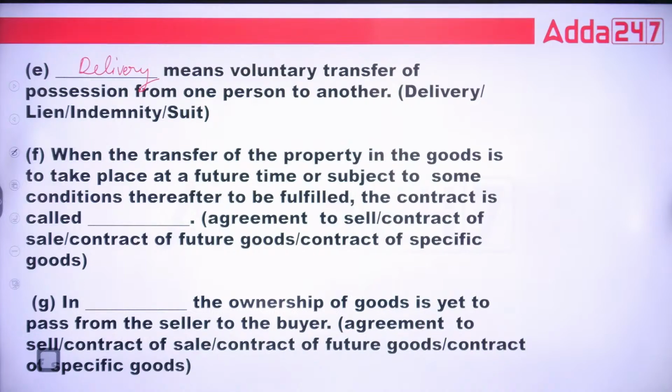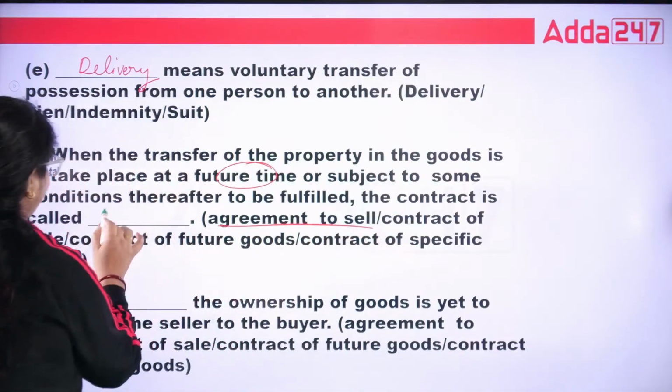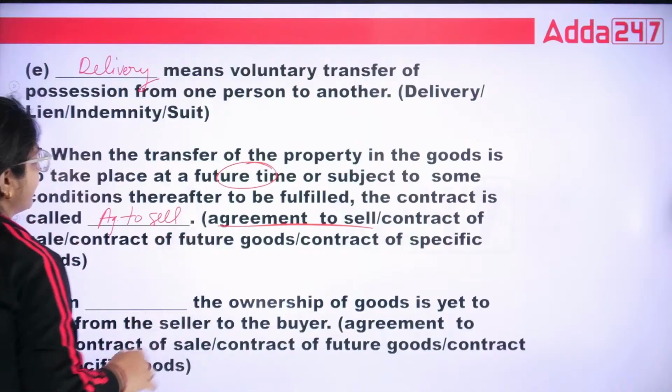Done, class? When the transfer of property in the goods takes place at a future time and subject to some condition thereafter to be fulfilled, the contract is called what? Agreement to sale, contract of sale, contract of future. So guys, future time, that is given. So agreement to sell is the right answer.